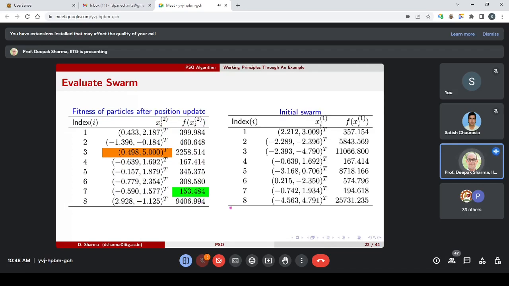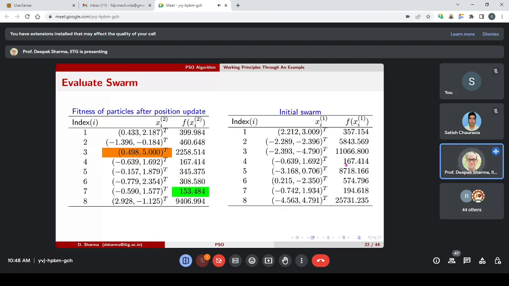Now the interesting part here: if I look at the initial swarm, this is the first table which I showed you earlier. It has all 8 particles, their current positions and their fitness. After one iteration, these are the updated positions and these are the fitness values. If I compare the fitness in just one iteration, you can see one of the solutions has a better fitness than the best, which was 167 in the initial swarm.